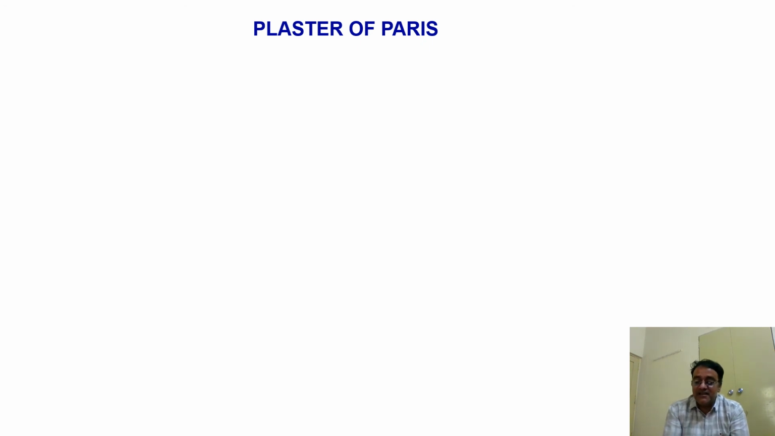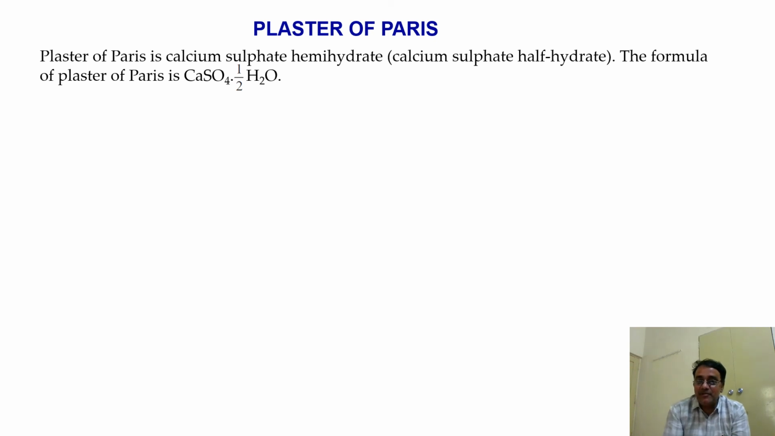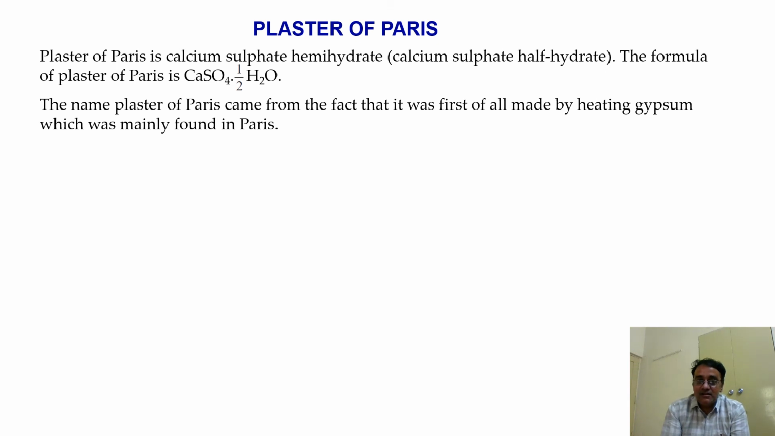Plaster of Paris is nothing but calcium sulfate hemihydrate. Hemihydrate means half hydrate. Okay, the formula of plaster of Paris is CaSO4, calcium sulfate, and half a molecule of water. The name plaster of Paris comes from the fact that it was first made by heating gypsum, which was mainly found in Paris, right?